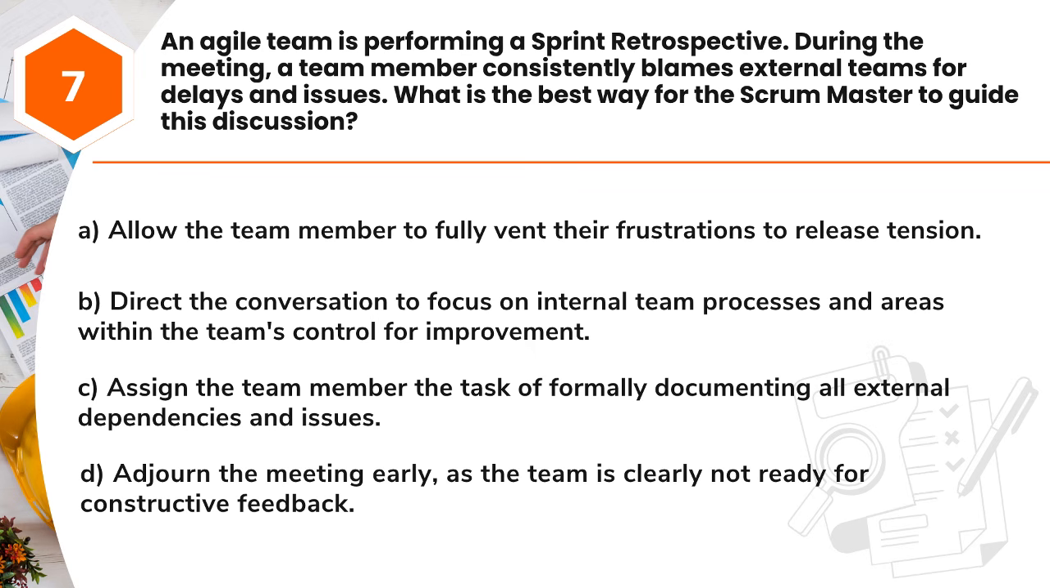A. Allow the team member to fully vent their frustrations to release tension. B. Direct the conversation to focus on internal team processes and areas within the team's control for improvement. C. Assign the team member the task of formally documenting all external dependencies and issues. D. Adjourn the meeting early, as the team is clearly not ready for constructive feedback.